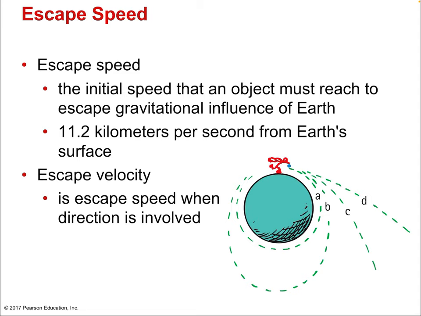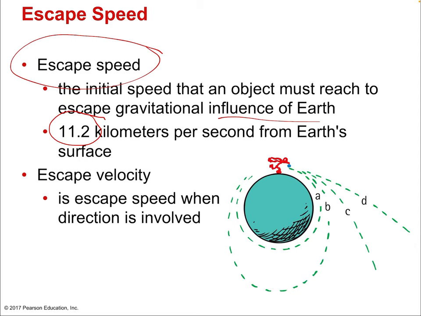Okay? So the initial speed that an object must reach to escape the gravitational influence of Earth is known as escape speed, at least Earth's escape speed, right? If you're launching a satellite off on a different world, then you have a different escape speed. What about when you need to bring home a mission from Mars? Well, then you need the Martian escape speed. Whatever the mass and the radius of the planet are will determine the escape speed of that planet. For Earth, it's 11.2 kilometers per second. Notice it's significantly faster than the velocities of satellites. That makes sense. It should be, okay?